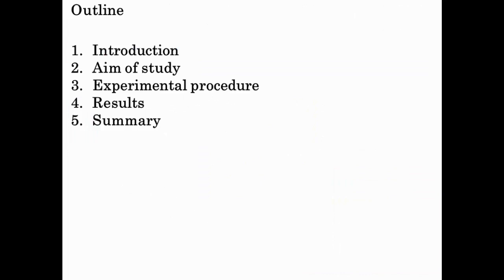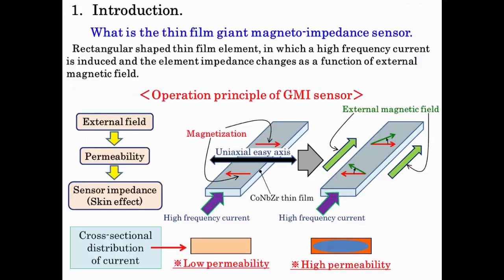This is the outline of my presentation. My talk concerns domain transition for a thin film giant magnetoimpedance sensor. So I'd like to first introduce the thin film giant magnetoimpedance sensor. The sensor is a rectangular shaped thin film element in which a high frequency current is induced, and the element impedance changes as a function of external magnetic field.